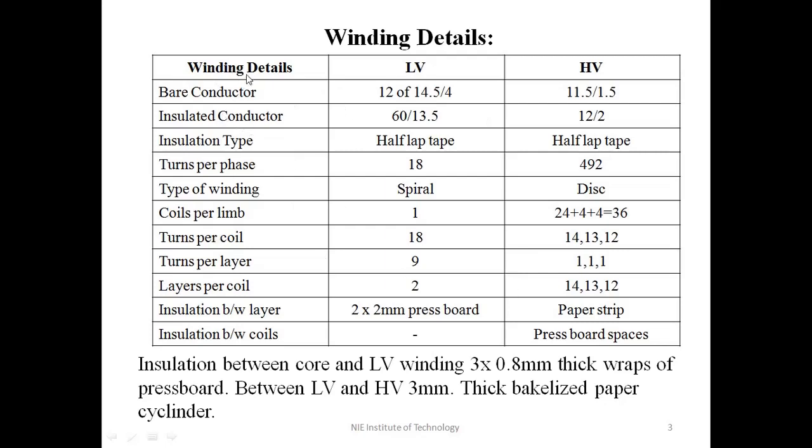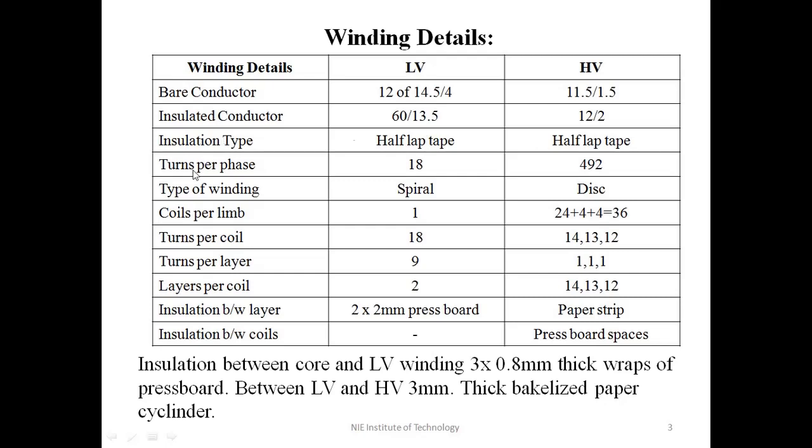The first column represents the LV winding, and the third column represents the HV winding. Here you can go through this. For the bare conductor, we will be having 12 bare conductors in LV, and the size of each is 14.5 by 4. This is the dimension of each bare conductor. Coming to the HV winding, we will be having only one bare conductor, with dimension 11.5 by 1.5, all in mm. Coming to the insulated conductor, the dimension is 60 by 13.5, whereas for HV it is 12 by 2. Insulation type is of lap type for both LV and HV.